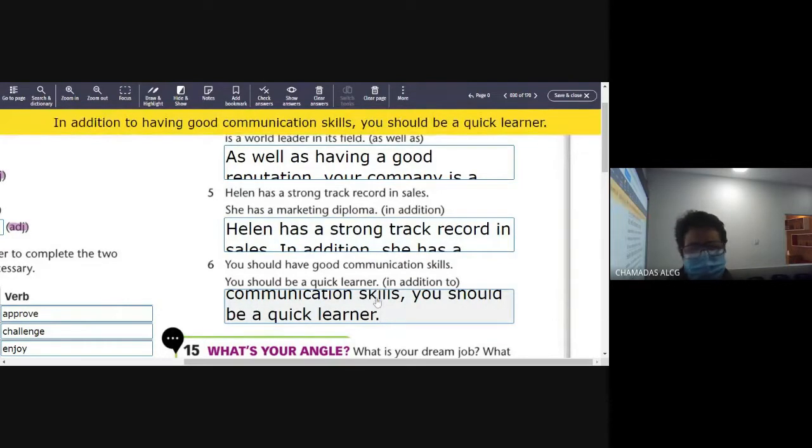Well, this is the final version. In addition to having good communication skills, you should be a quick learner. Okay. So as well as, in addition to, usually come in the beginning. After them, we usually use -ing. Okay? To sum it up: as well as, in addition to.